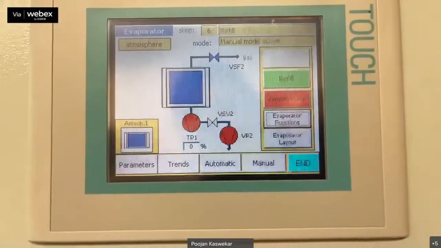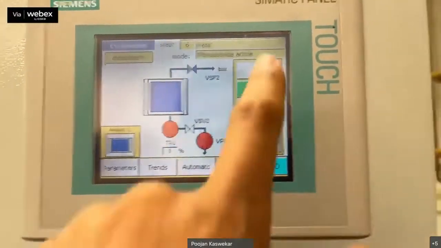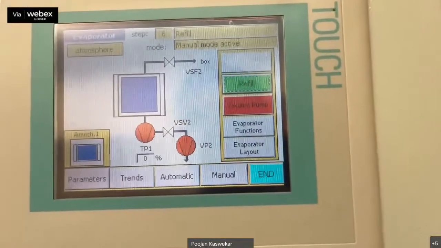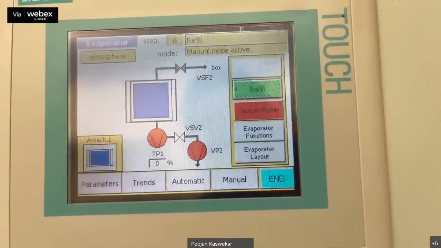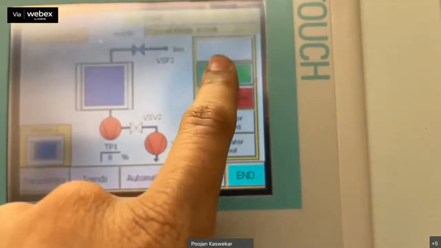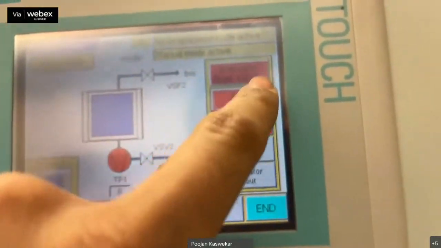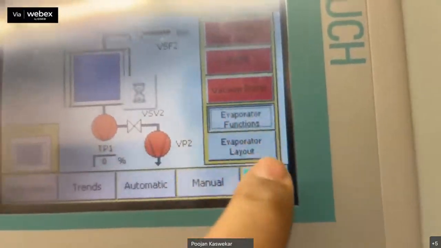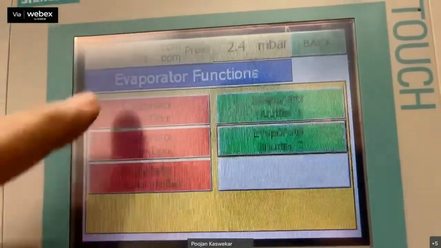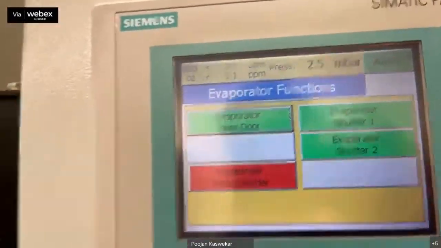Need to wait for one more refill again. So turn off the refill. Turn on. Press on that. Yep. Then go to the evaporator functions now. Evaporator functions. Yep. Evaporator inner door. You can show here.